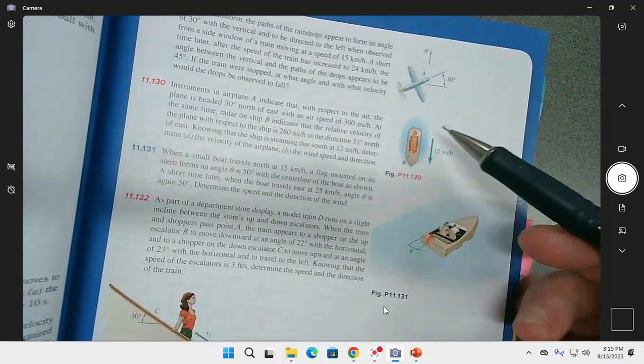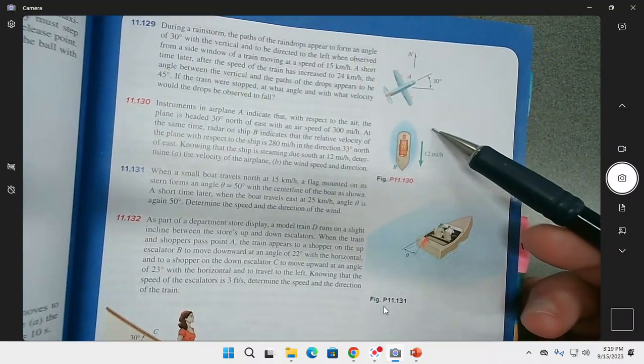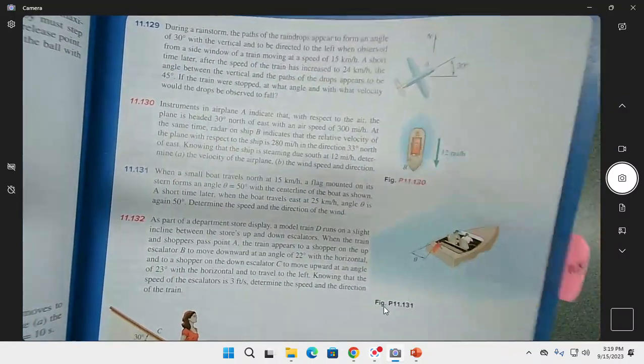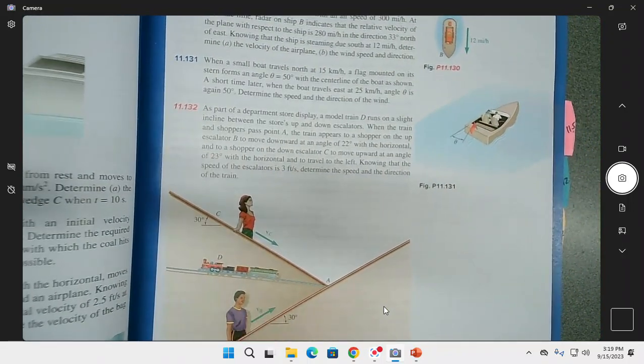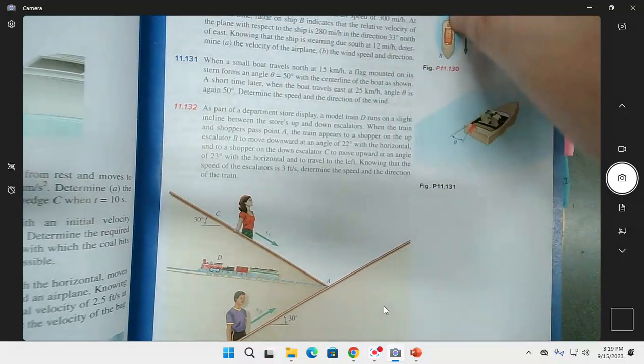This is a relative motion problem that's been asked a bunch of times. This is sort of a relative motion problem. I'm going to get upset if I can't do it.